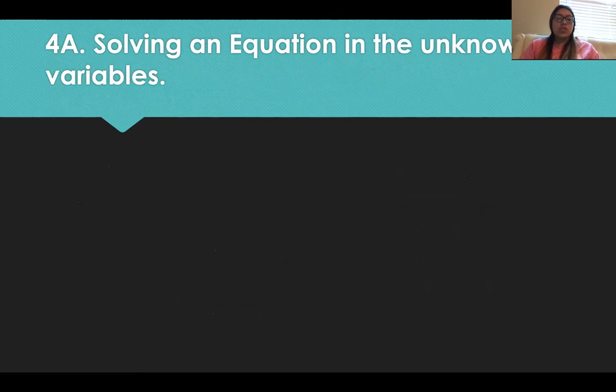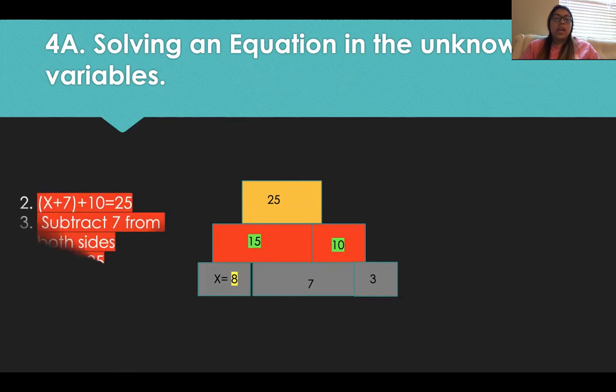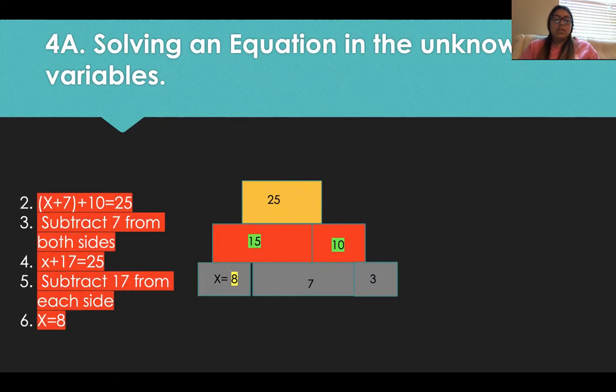Here we're asked to solve an equation in the unknown variables. We're given a pyramid and asked to solve for the missing squares. As we can see, we have to solve for the missing numbers in the red with the x, the two squares that are gray, and the x and 7, which would be written x plus 7. Since we already know the values on the other side of the squares, we add them together. It would look like this: x plus 7 plus 7 plus 3 equals 25.